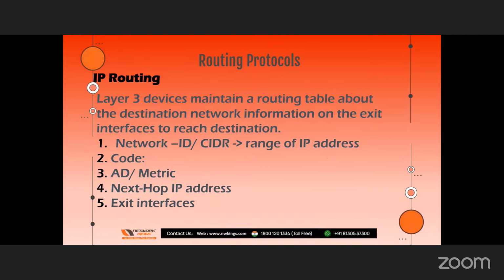Network ID is the first address of a subnet. For example, 2.5.0.0 is the network ID, where 255.0.0.0 is the class A subnet mask.